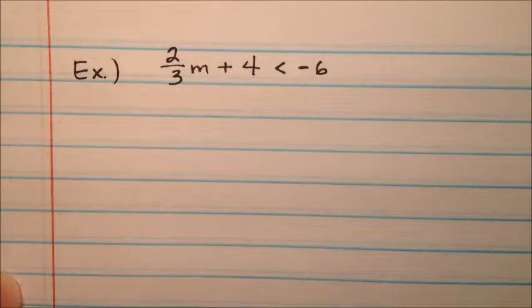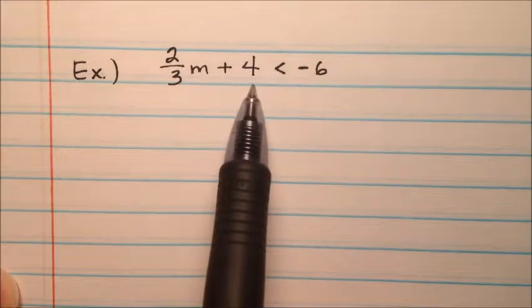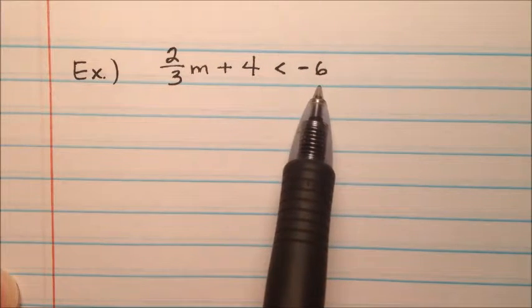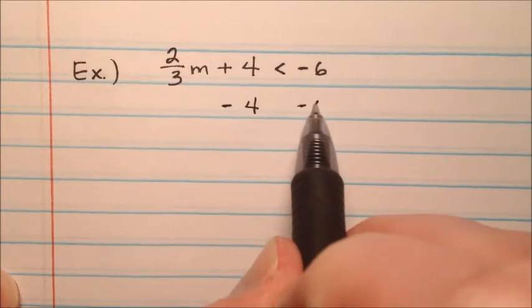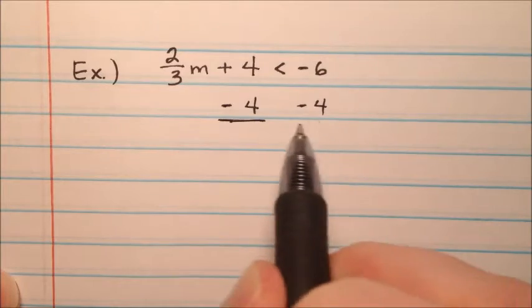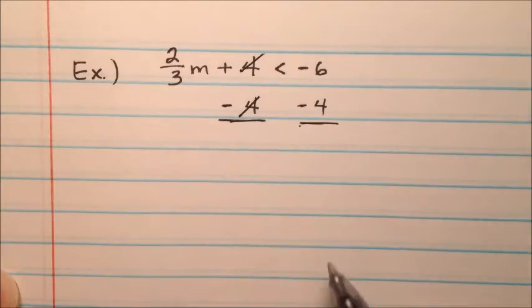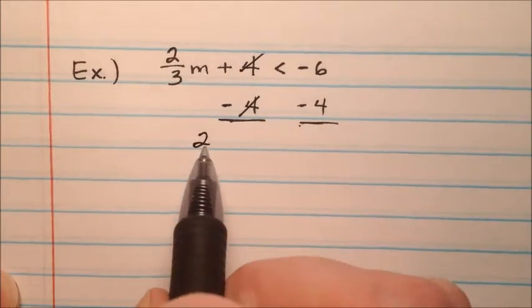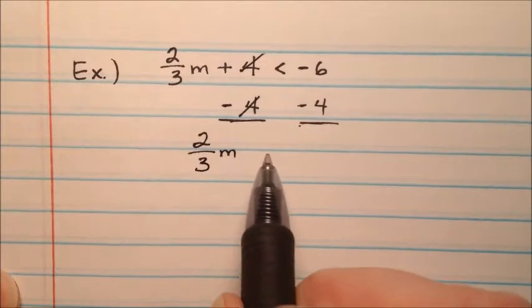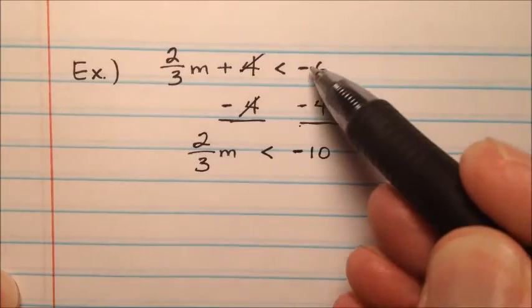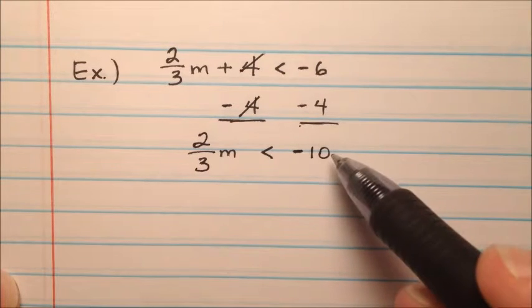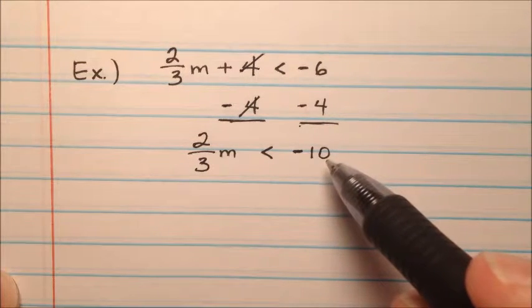My next inequality is 2/3 m plus 4 is less than negative 6. So similar to the previous example, the first thing I'm going to do is get rid of that plus 4 over here by subtracting 4 from both sides and canceling those right there. So I'm left with 2/3 m is less than, and I've got this negative 10 over here now because negative 6 and negative 4, when you put them together, it makes negative 10.